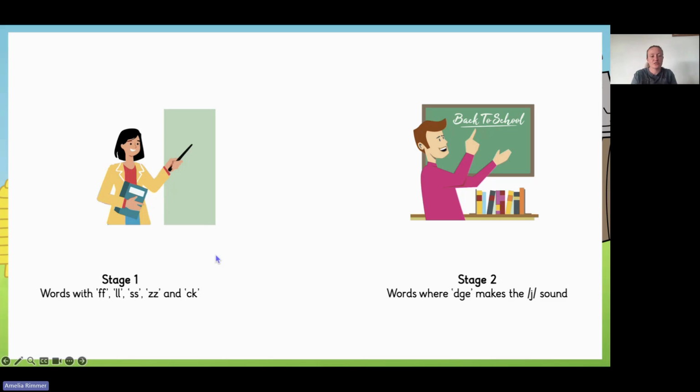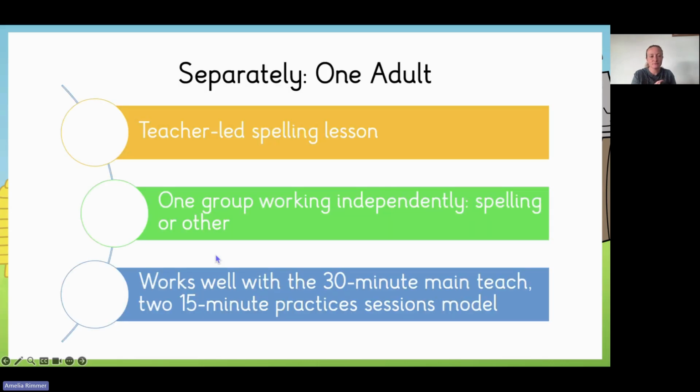Stage 2, we're doing words with DGE representing the J sound there. So that one's quite a nice and easy way to do it. Probably the easiest if you have got 2 year groups, and you've got more than one adult to be able to deliver it, which we don't always have.